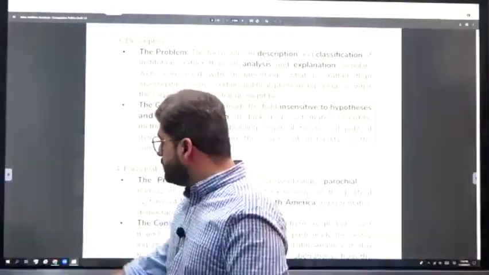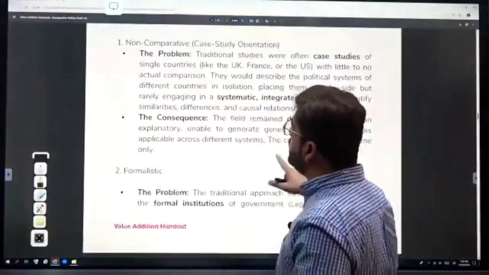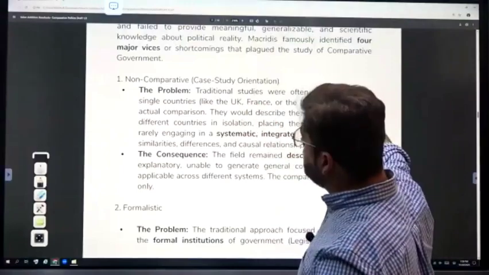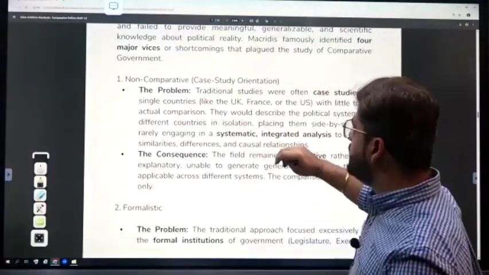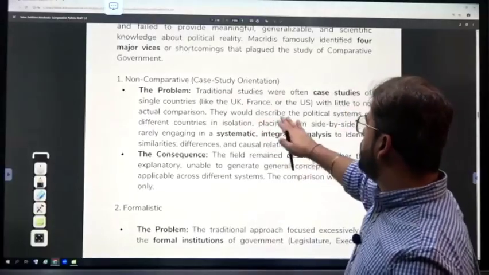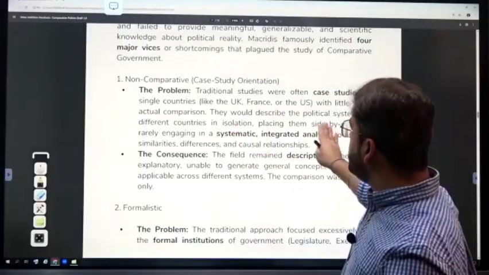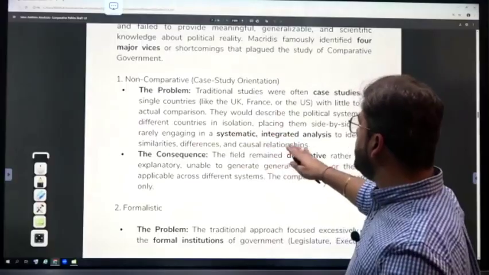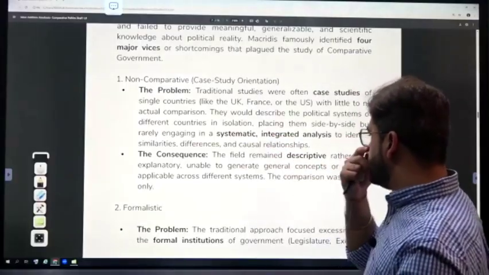Why is he saying so? He says that when we look at comparative governments, we have seen that traditional studies were generally studies of single countries like the UK, France or the US with little to no actual comparison. They would describe the political system of different countries in isolation, place them side by side, but not engage in systematic integrated analysis to identify similarities, differences and causal relationships.